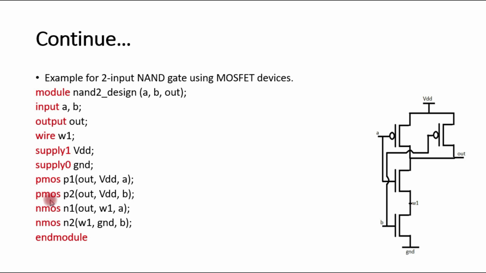Then the next PMOS device P2: output signal is out, input data is VDD, control signal is the second input, that is B. So P2 is out, VDD and B. For the NMOS device N1, output is out and input data is W1. Control signal is A. So out, W1, A. For the N2 NMOS device, output is W1, input data is ground, GND, and control signal is B. So the syntax for N2 is W1, ground, B.